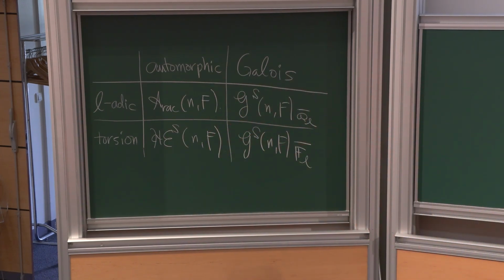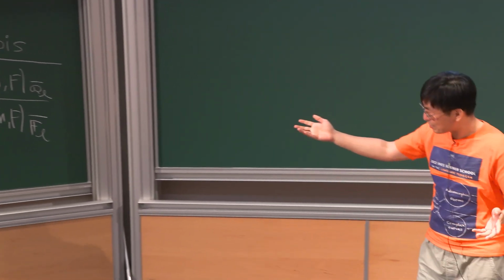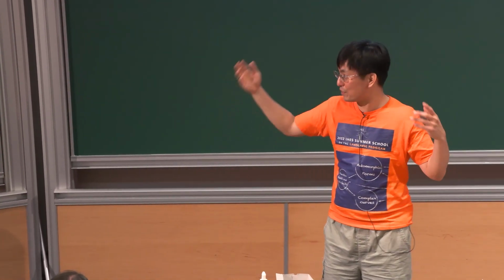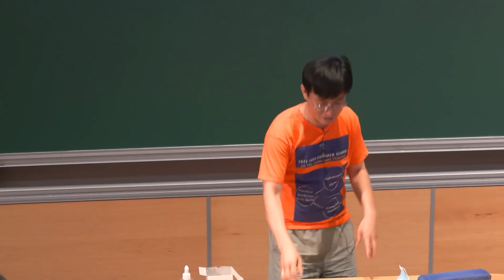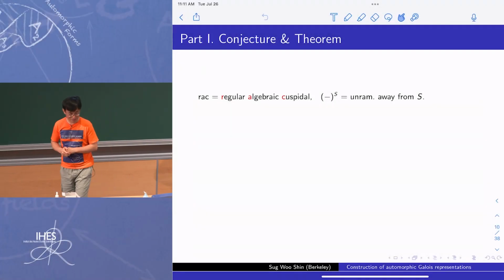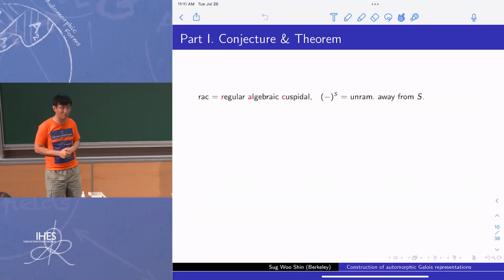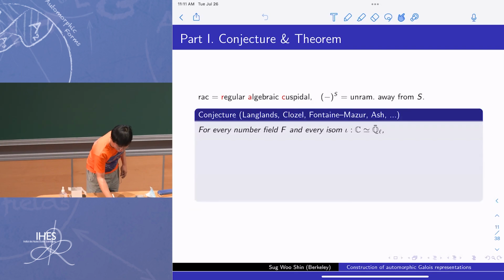So these are just, upper S means always away from S, or unramified away from S. So I hope it's easy enough to remember. N is a positive integer, F is a number field, and A for automorphic, G for Galois, HE for Hecke eigencharacters. So I think we are ready to go on. So, right, I just recalled some notation.